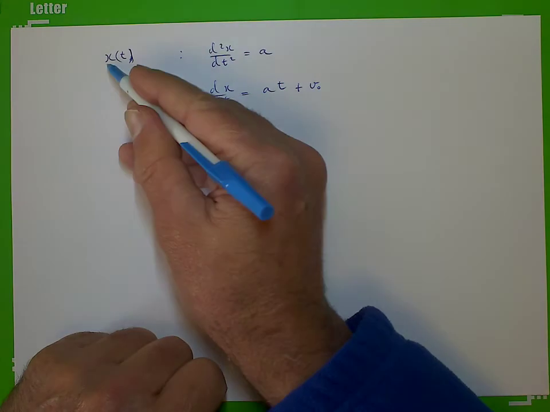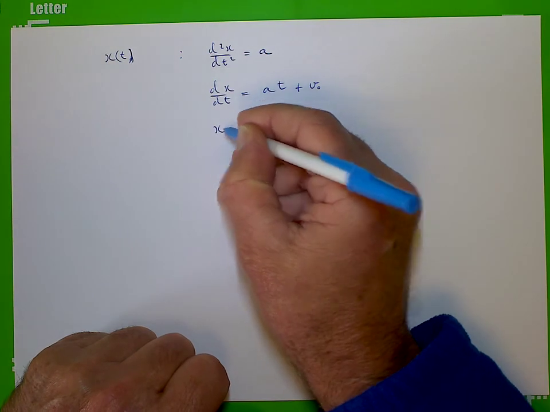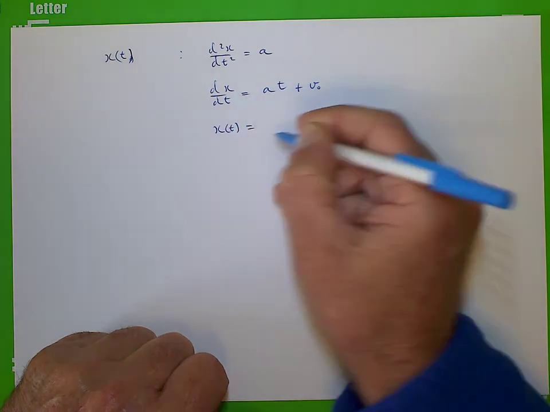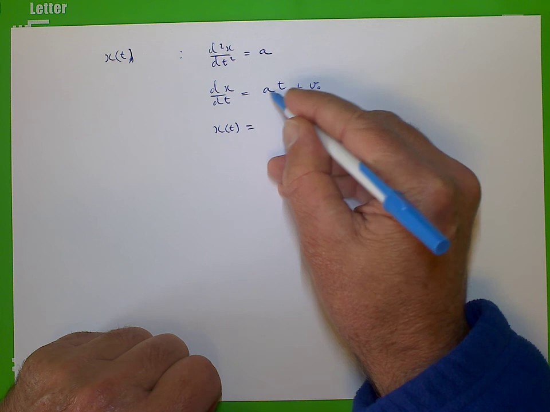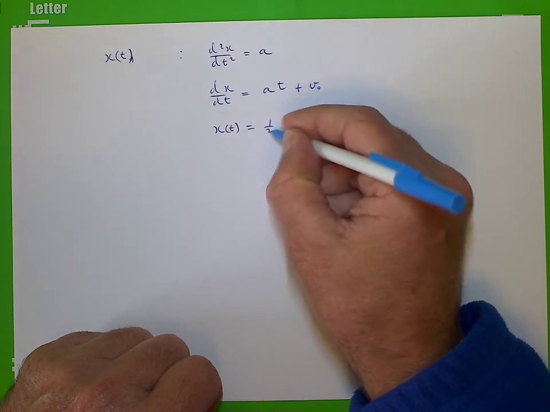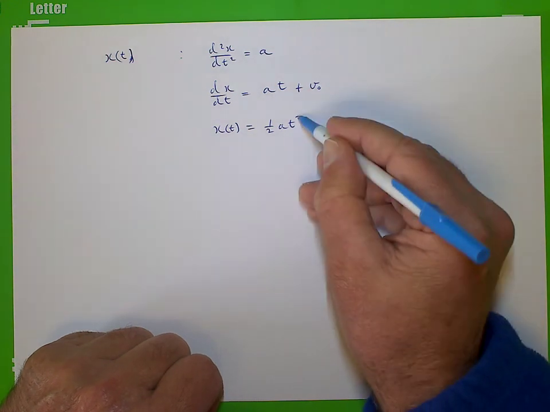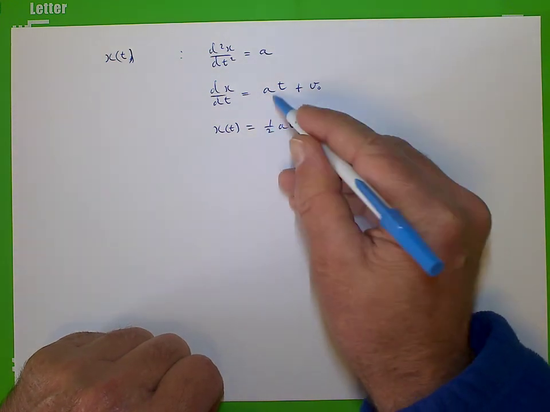Now we want to solve for x, so we need to do this once again. So okay, so x of t is equal to, we need something which when we differentiate it gives us a t. So if we go a half a t squared, if I take the derivative of that, the 2 will cancel out with a half and I'll just be left with an at.